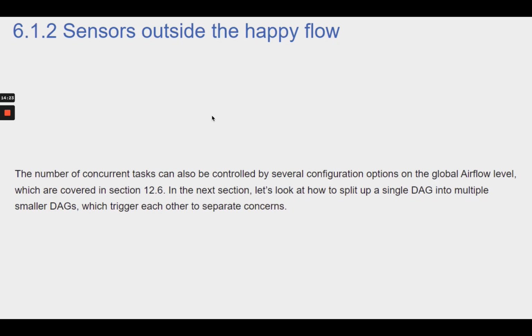The number of concurrent tasks can also be controlled by several configuration options on the global Airflow level, which are covered in section 12.6. In the next section, let's look at how to split up a single DAG into multiple smaller DAGs, which trigger each other to separate concerns.